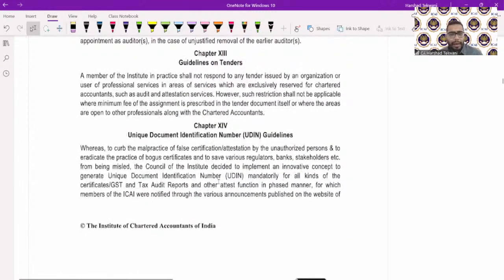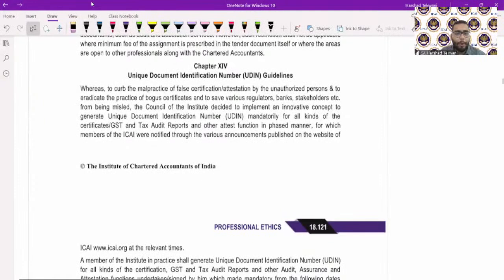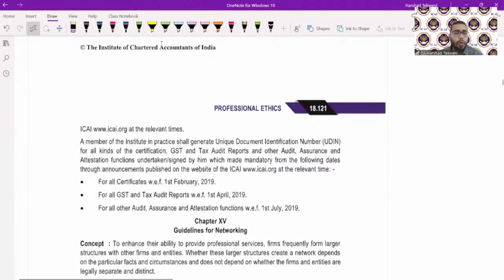Then I'll take up some important ones. UDIN guidelines. Now, when I say UDIN guidelines, everyone knows that the UDIN is mandatory now. So, for all certificates with effect from 1st February 2019, for GST and tax audit reports with effect from 1st April 2019, and for all audit assurance and attested functions with effect from 1st July 2019. So, a member in practice shall generate UDIN for all kinds of certificates, GST and tax audit reports and other assurance engagements.